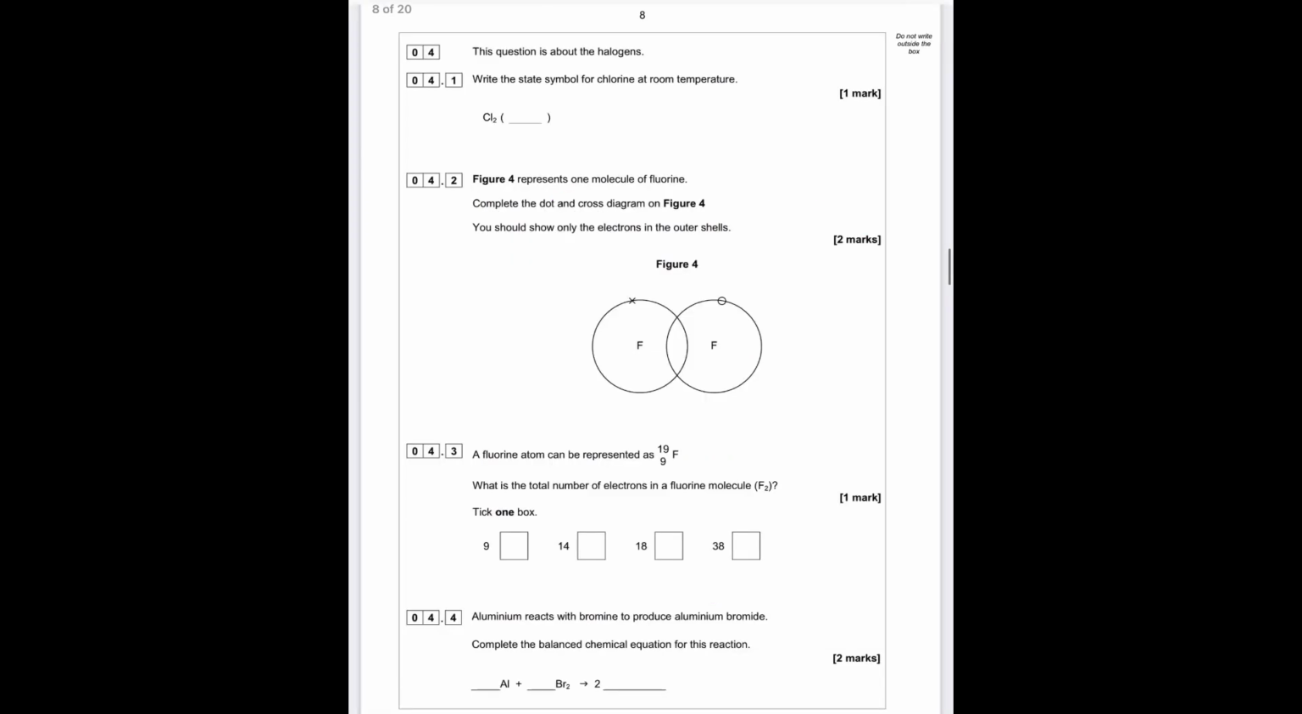In this next question, we are looking at the halogens. So the first question is, write the state symbol for chlorine at room temperature. Chlorine is a gas at room temperature, and the state symbol for a gas is G.